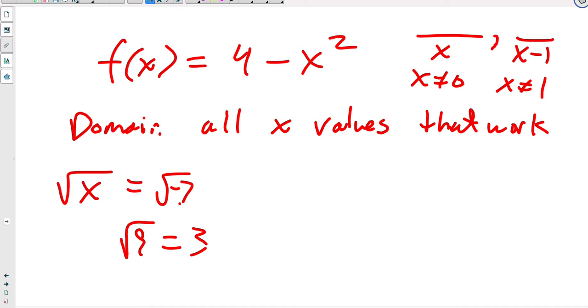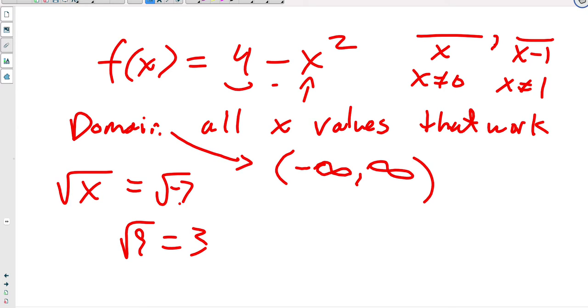So this one, we're not going to have an issue with the domain, because any x value I put in here, I'm going to square. If I square a negative number, it becomes a positive number, and if I put a positive number in, it's just a positive number. So this is going to be 4 minus a big number possibly, but it's still going to be a value we can get. So for the domain, we have no problem. Any number between negative infinity and positive infinity works. So for the domain, it's negative infinity to positive infinity.